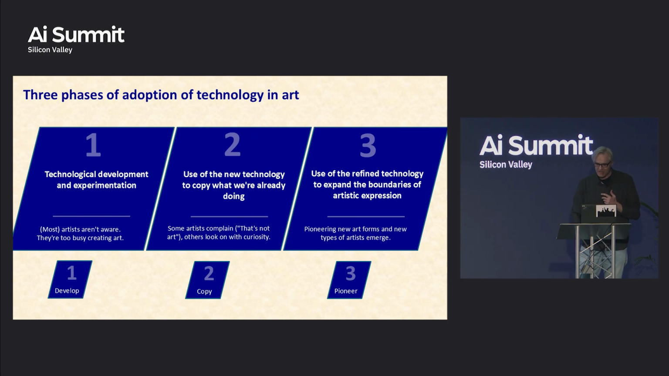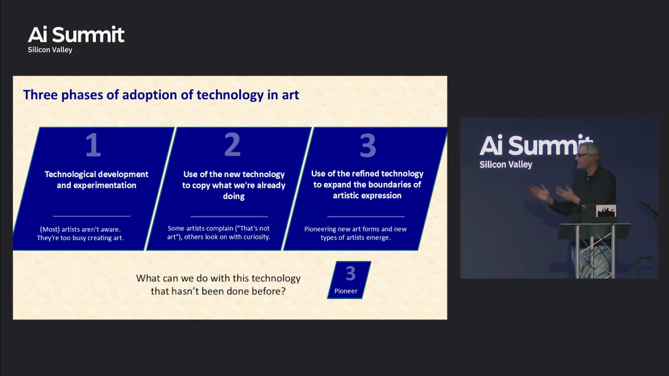Then in phase 3, the technology is refined to a point where we can stop copying and start doing brand new things. This is when new art forms and new types of artists emerge. So to reiterate, develop, copy, and pioneer. Those are our 3 phases of technological adoption in art. Now, in order to reach phase 3, artists need to answer this question. What can we do with this technology that has not been done before? And by the way, these phases are definitely not temporally distinct. They overlap a lot in time.